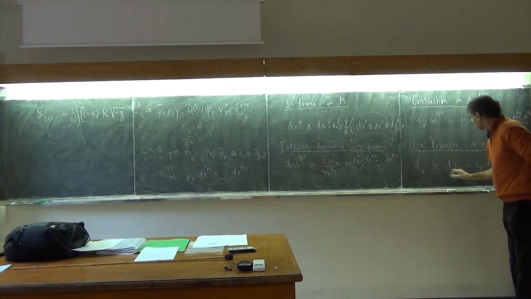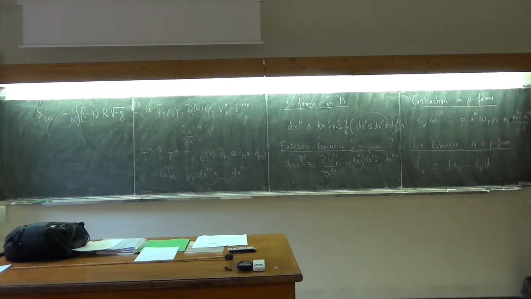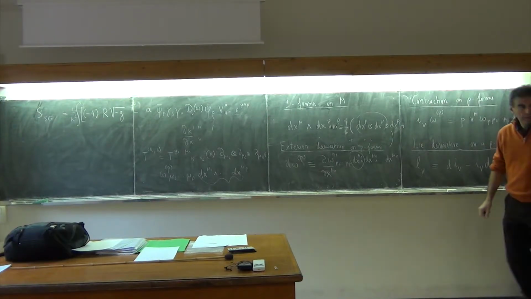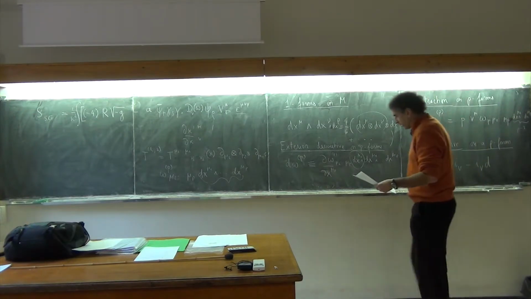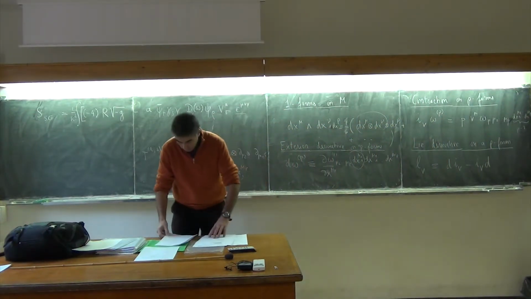This on a p form is this on the p form. The action of this and the action of this has been defined on p forms. So this is a well-defined object that we will examine later. Actually, even now.